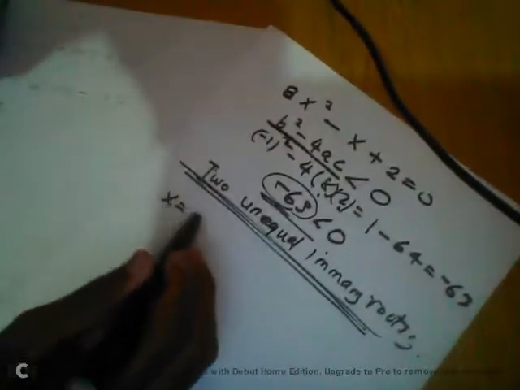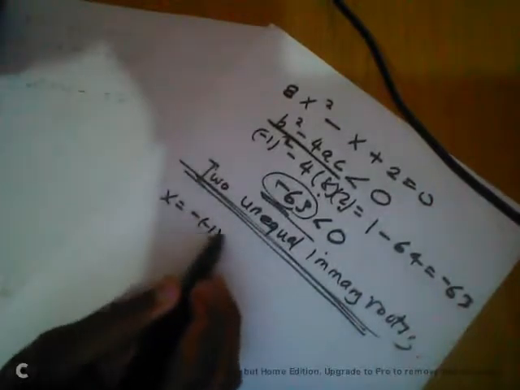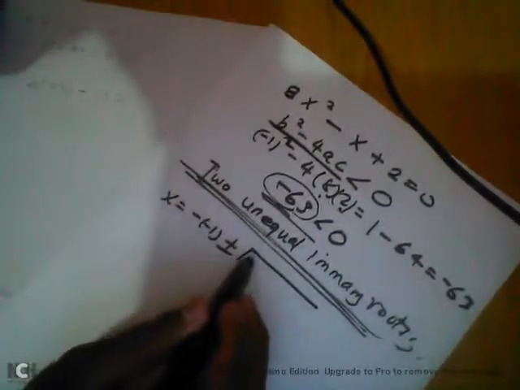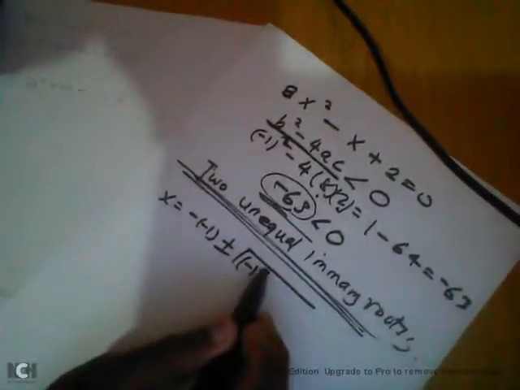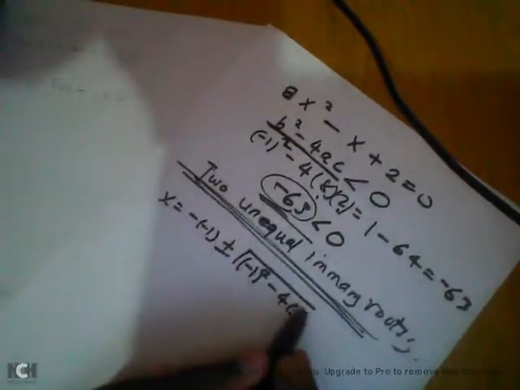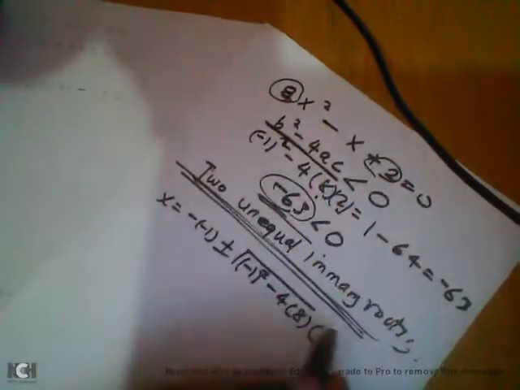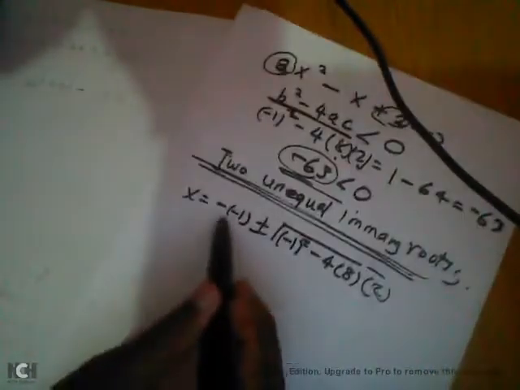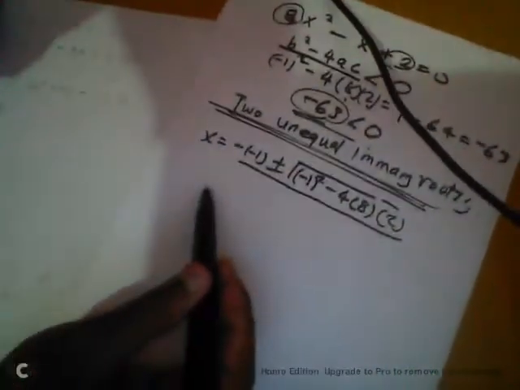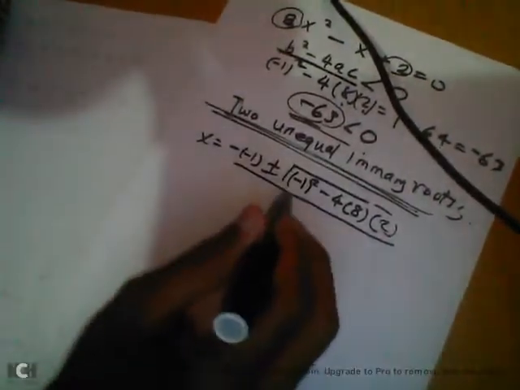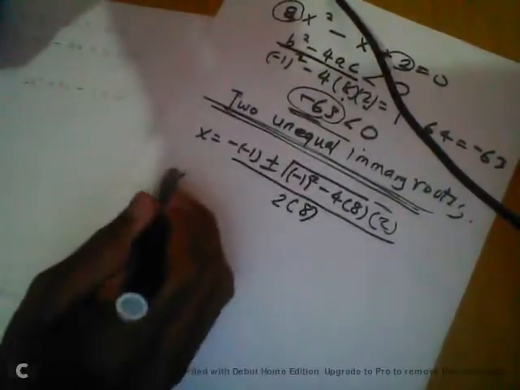So we say x equals negative b, and what is b? b is negative 1, plus or minus in the quadratic equation, square root of negative 1 squared minus 4 times a. What is a? a equals 8 here. And then times c. c equals positive 2. Excuse me if you cannot see there. I hope everybody can see. If you cannot see, please say, Hamish, I can't see, do another video. I can do it for you, no problem. 2 times a equals 8.